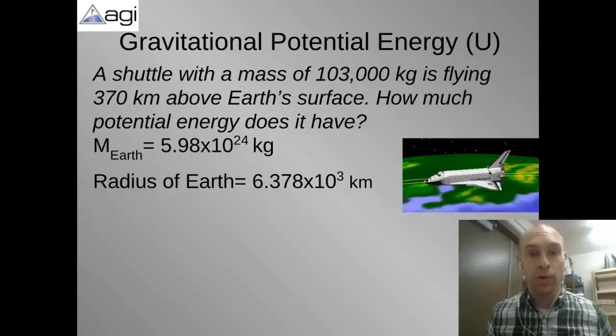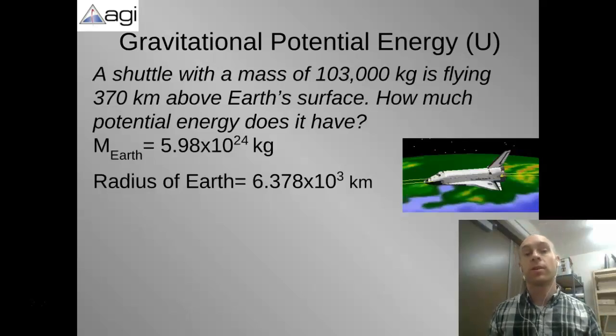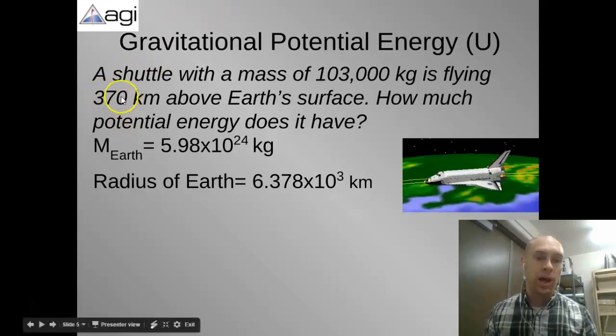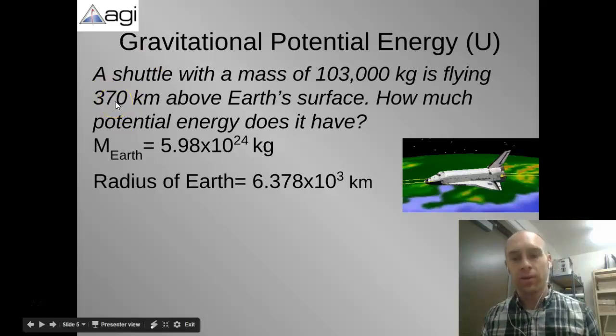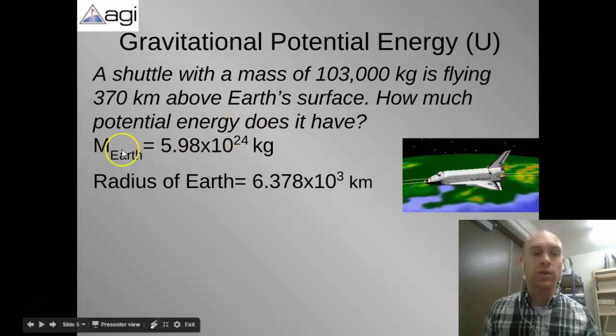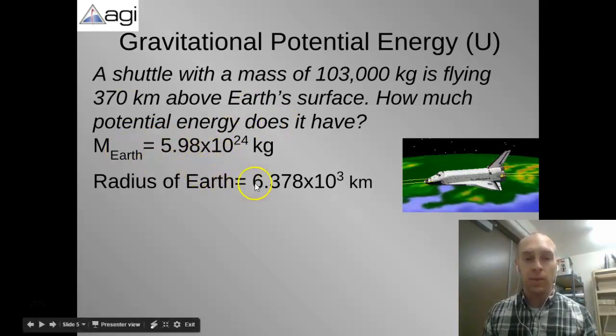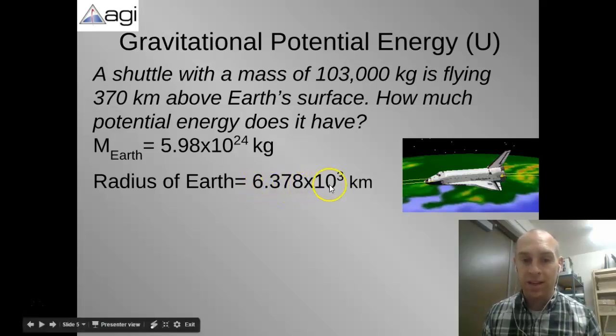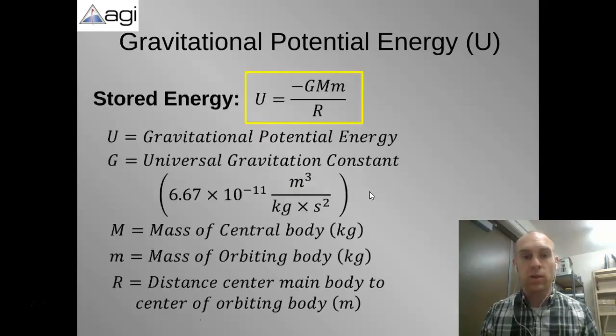So let's take a look at a problem for gravitational potential energy. A shuttle with a mass of 103,000 kilograms is flying 370 kilometers above Earth's surface. And roughly 100 kilometers is kind of the barrier for what we would call space, although it's very fluid. How much potential energy does it have? We're also given the mass of the Earth. We need to know that. And the radius of the Earth is 6.378 times 10 to the third, or you could also identify this as 6,378 kilometers.